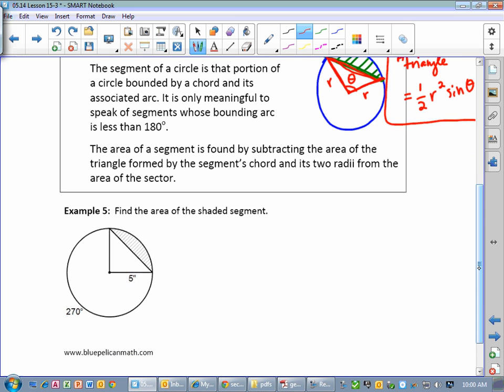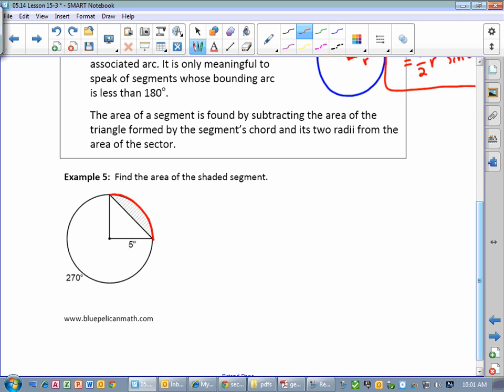So it says find the area of the shaded segment right here. All right. So to find that area, we have to get the area of the sector, right? So for the area of the sector, we need the arc measure, right? So we need the arc measure right here. Okay, so the measure of that arc would be 360 minus 270, which is 90. So this is 90, which means that this central angle is 90.